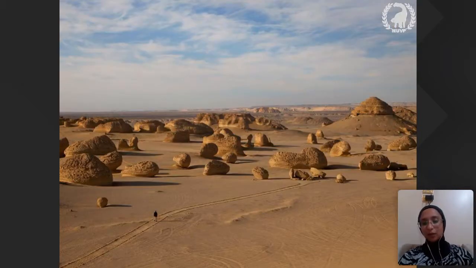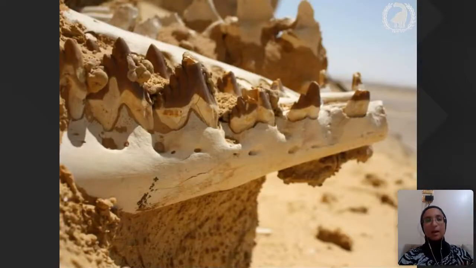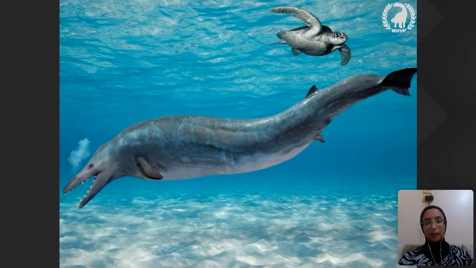Another marvelous place in Egypt for vertebrate fossils is Wadi al-Hitan, which has extraordinary fossil whale skeletons preserved in the area, housing the missing link whale, the Basilosaurus isis, an important fossil in the evolution story of whales.